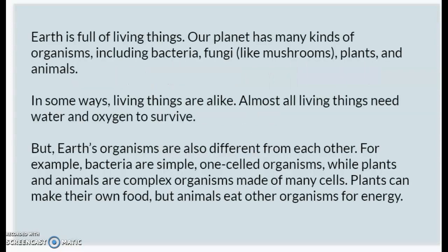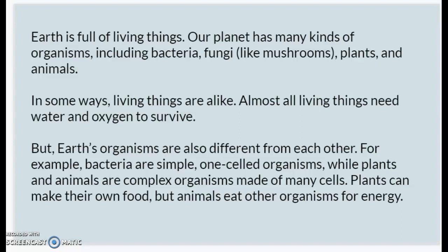So, Earth is full of living things. Our planet has many kinds of organisms, including bacteria, fungi like mushrooms, plants, and animals. In some ways, living things are alike. Almost all living things need water and oxygen to survive. But Earth's organisms are also different from each other. For example, bacteria are simple one-celled organisms, while plants and animals are complex organisms made of many cells. Plants can make their own food, but animals eat other organisms for energy.